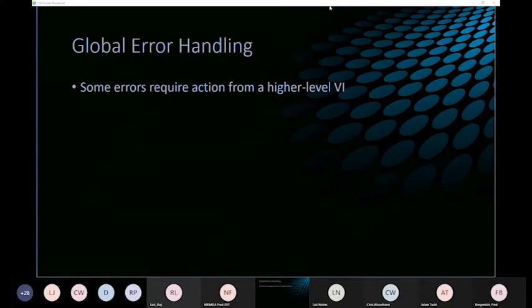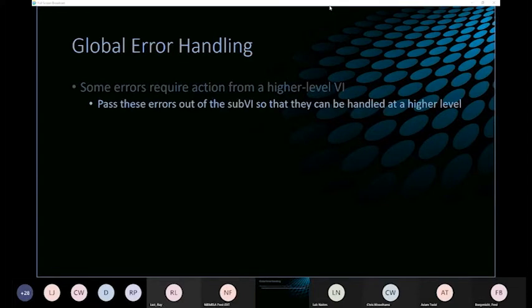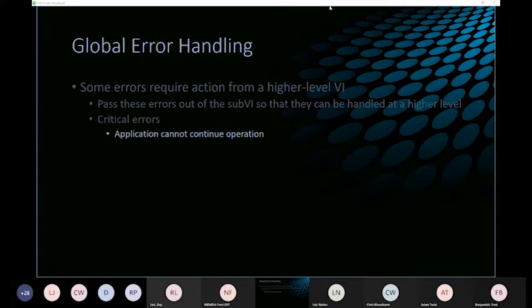Next, we'll talk about global error handling. You need to have global error handling because some errors affect your system at large, so they need to be handled from the higher level VI. We're going to pass these errors out of the sub VI so that they can be handled at the higher level. This is for critical errors, right? Things that may affect your system at large. That means your application can't continue running, and generally, these are going to require a safe system shutdown.